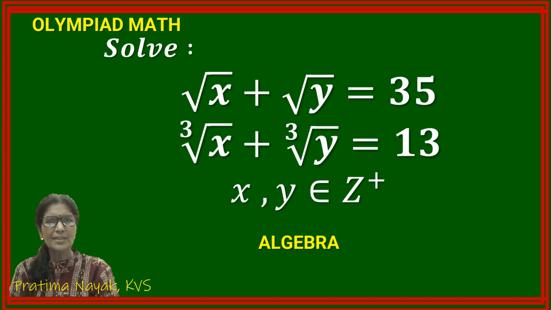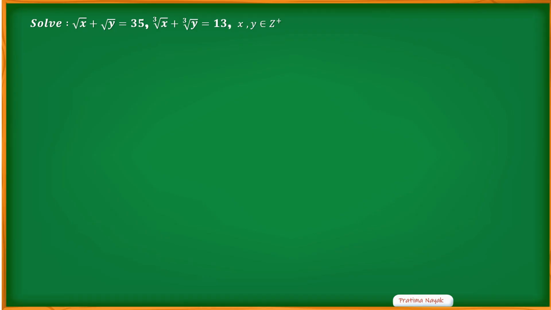Hello friends, I would like to share one very simple and very short question, though it is written in radical form. This is a question from Algebra. The question is: square root of x plus square root of y is equal to 35, whereas cube root of x plus cube root of y is equal to 13.